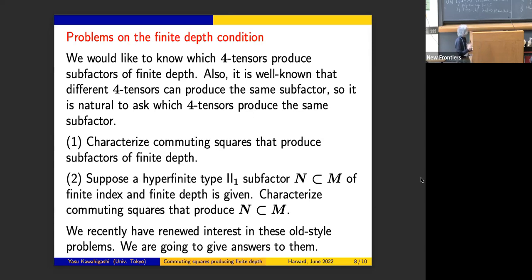So we want to characterize when we have this initially given subfactor from this situation. We recently have a renewed interest in these old style problems in subfactor theory in connection to physics. These two are purely mathematical problems, but from this viewpoint, in connection to condensed matter physics and other kinds of physics, we are interested in this type of mathematical problems. And today, I'd like to explain my answers to these two problems.